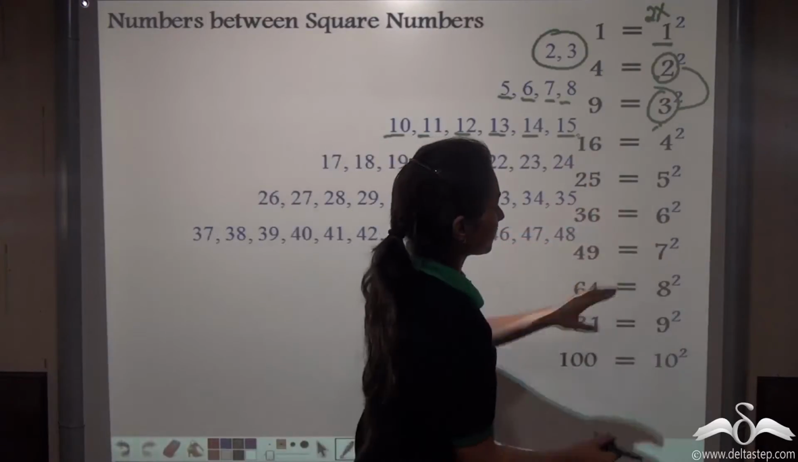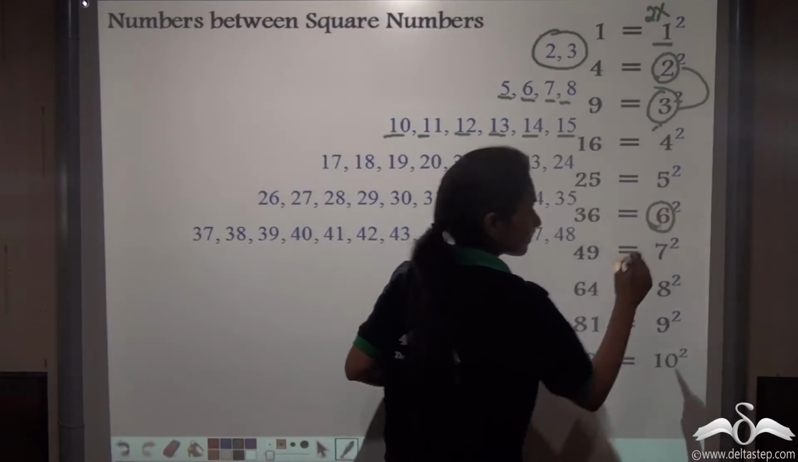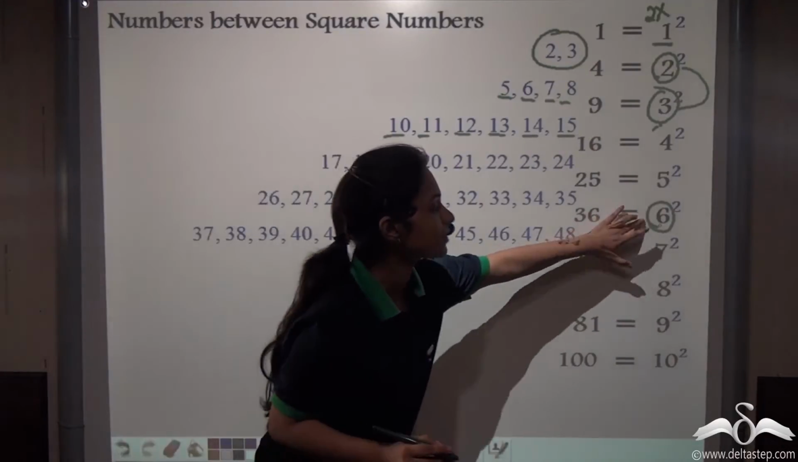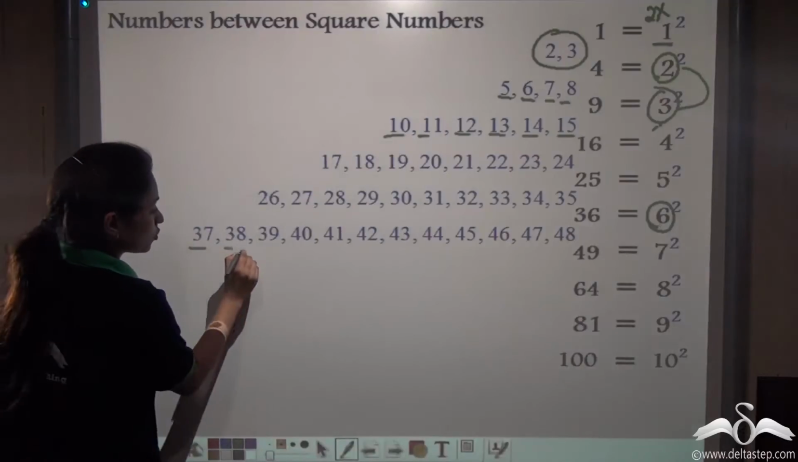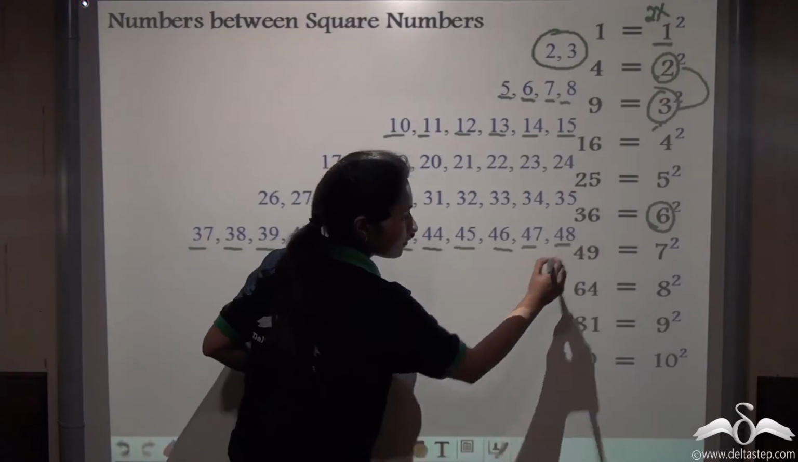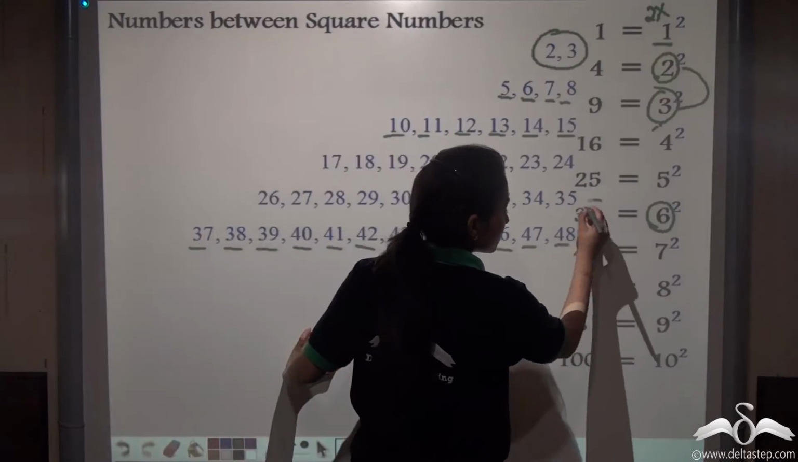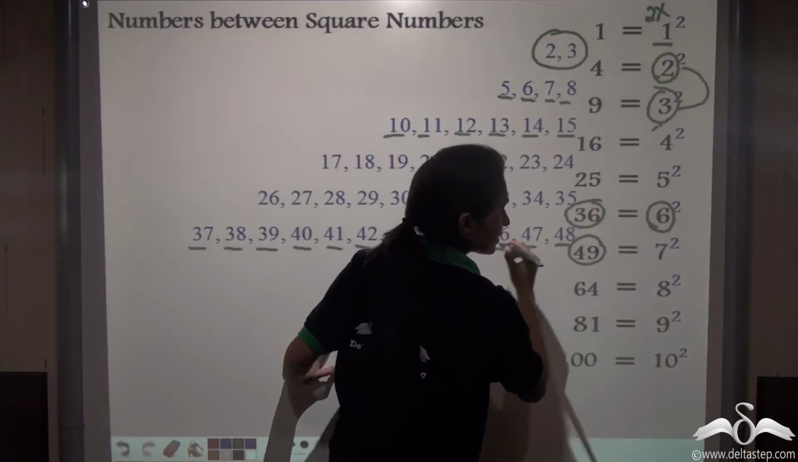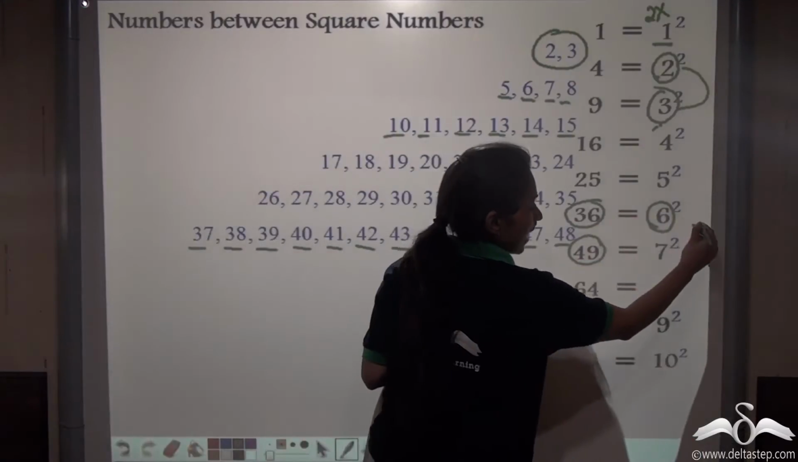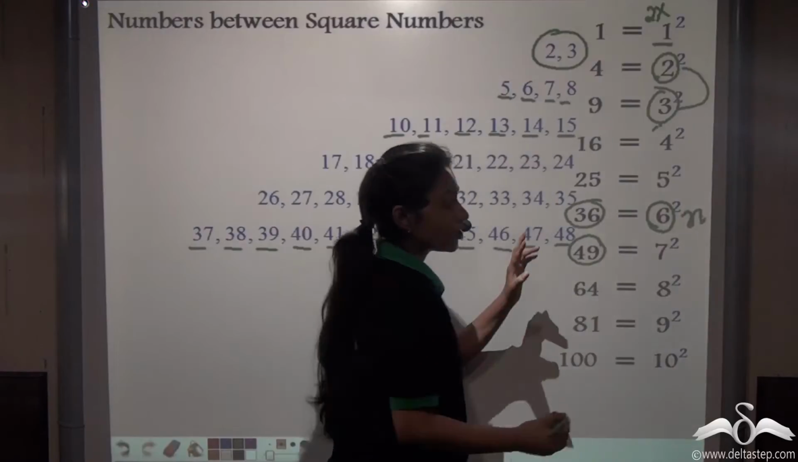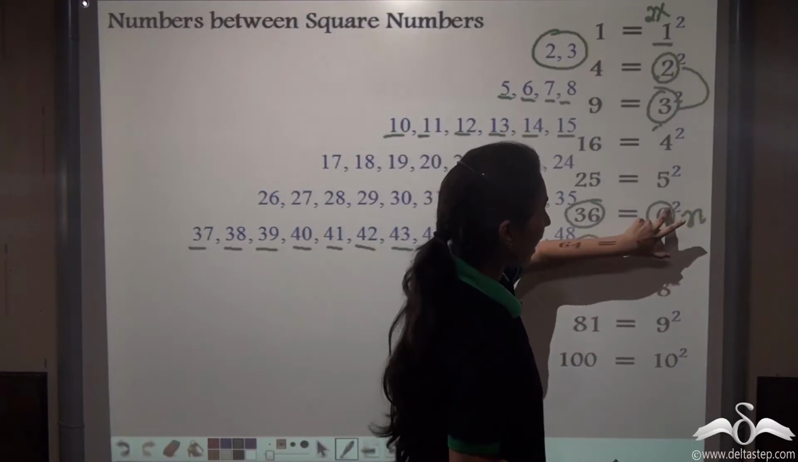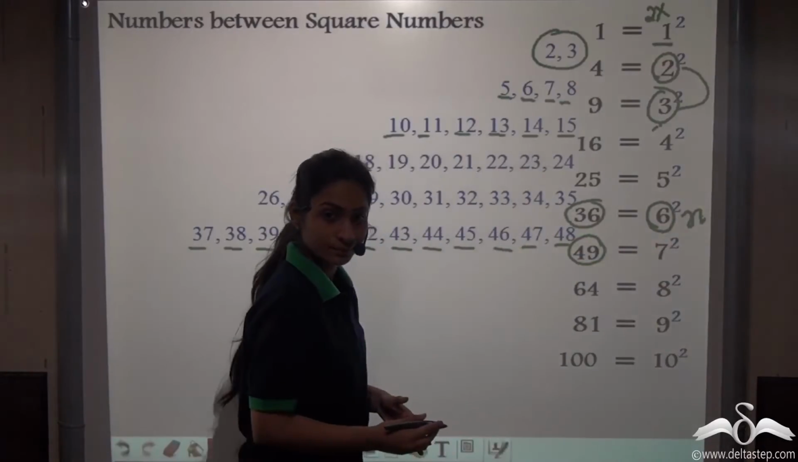Check the last two ones. 2 into 6. That is what? 12. Check whether there are 12 numbers between 6 and 7. 1, 2, 3, 4, 5, 6, 7, 8, 9, 10, 11, 12. So there are 12 numbers between the squares of 6 and 7. So if we take this number, say as n, then 2 multiplied with n will give us the numbers between n square and n plus 1 square.